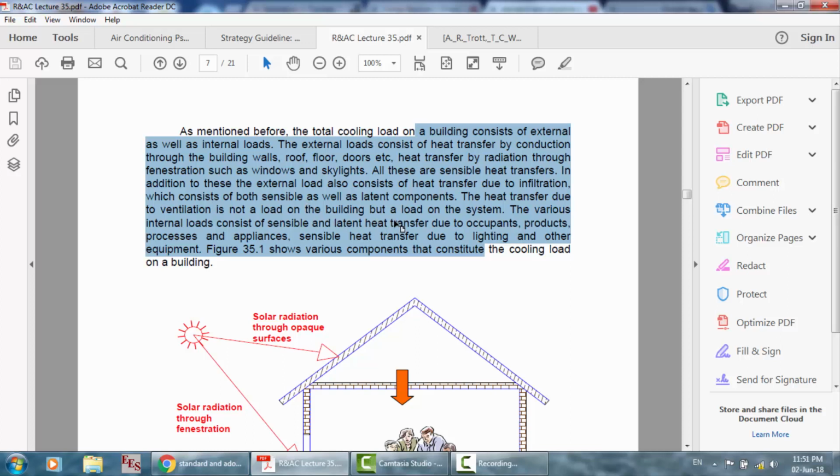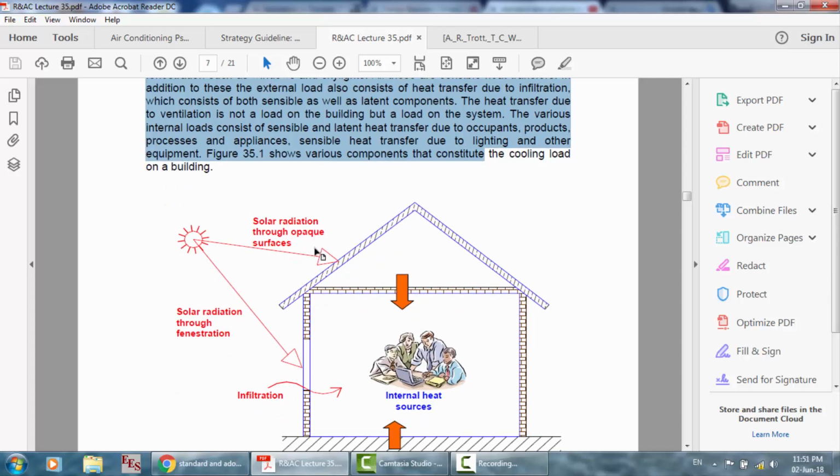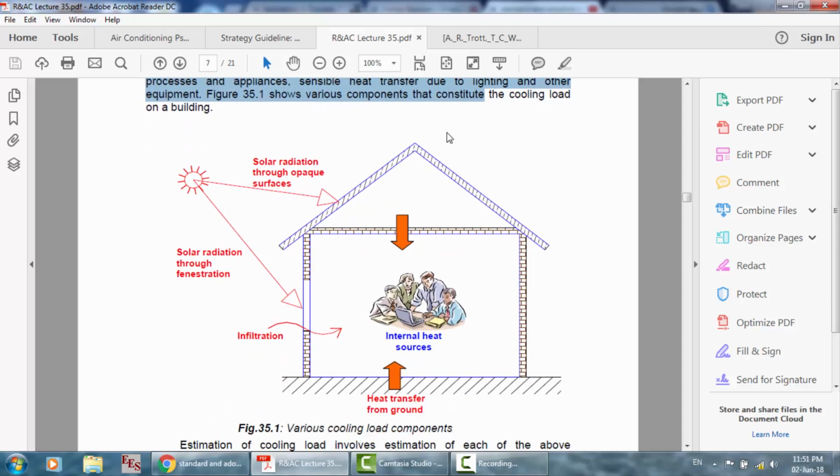The various internal loads consist of sensible and latent heat transfer due to occupants, products, processes, and appliances, and sensible heat transfer due to lighting and other equipment. So we have here the various components that constitute the cooling load on a building: solar radiation through fenestration, solar radiation through opaque surfaces, infiltration, internal heat sources, and heat transfer from ground.